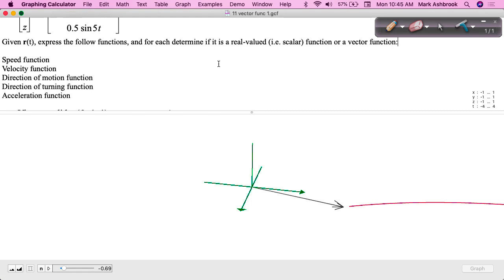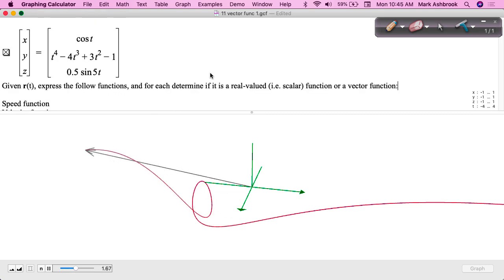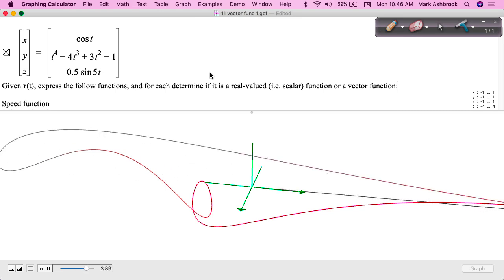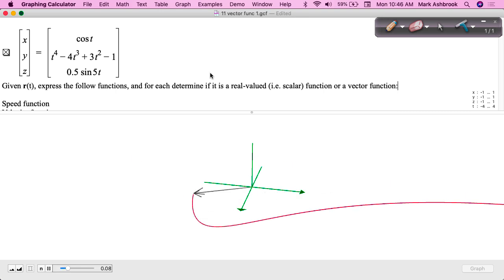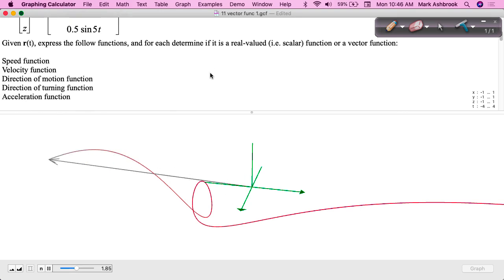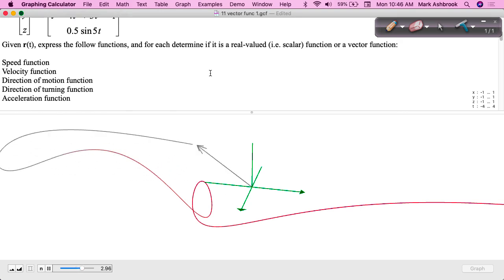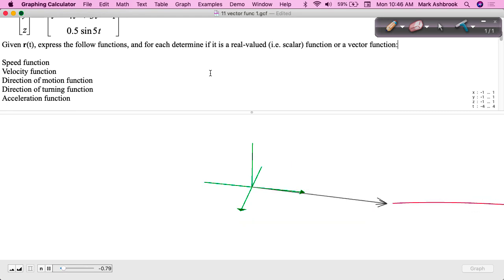Okay, so we were looking at my favorite vector function here last time. That's this one. X is cosine t, y is t to the fourth minus 4t cubed, etc. Z is 0.5 sine 5t. And we were talking about whether these particular functions were real valued or vector functions. And when I say real valued or vector, I'm talking about the independent variable or the dependent variable?